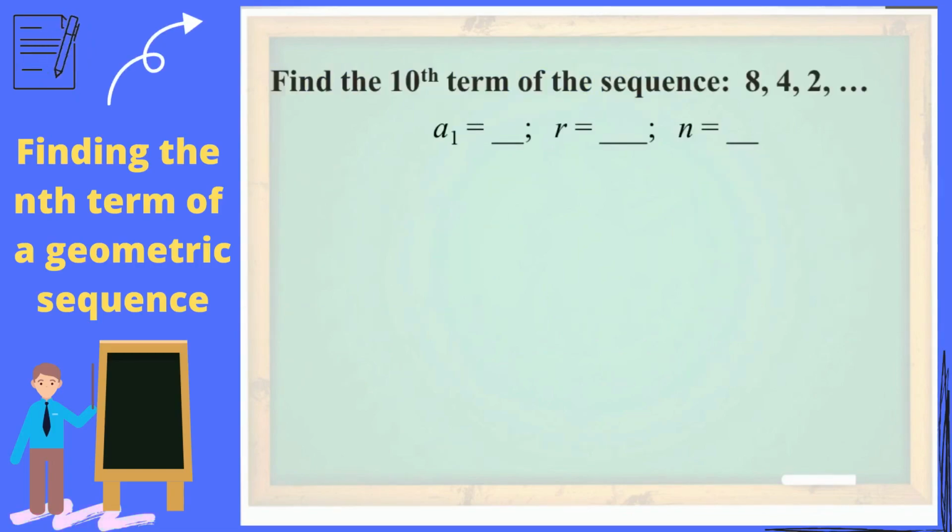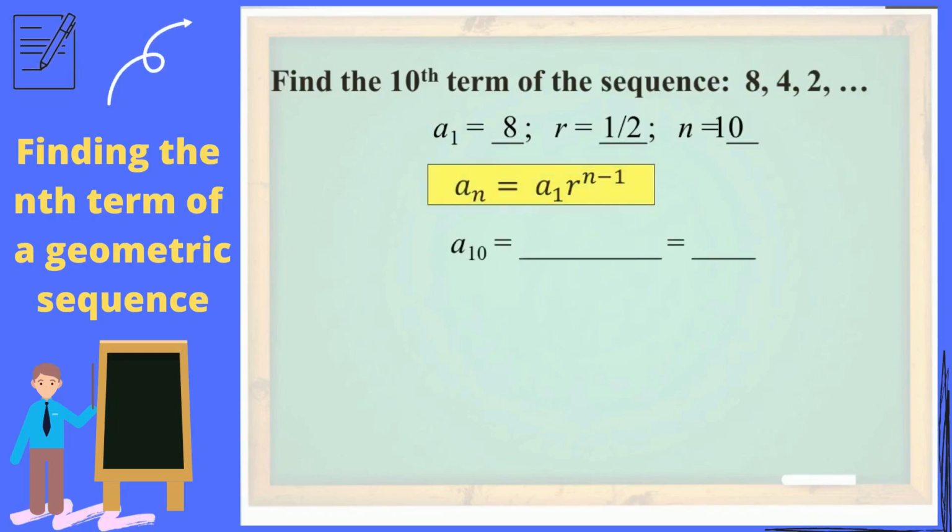Another example, find the 10th term of the sequence 8, 4, 2, and so on. So just like what we did in the previous example, we need to identify first all the given values. So for a sub 1, the value is 8. A sub 1 is equal to 8 for the first term. And for the common ratio, or r, that is 1/2. So how did we get 1/2? That is 4, which is a sub 2, divided by 8, which is a sub 1. And that is 1/2. And n is equal to 10, the number of terms.